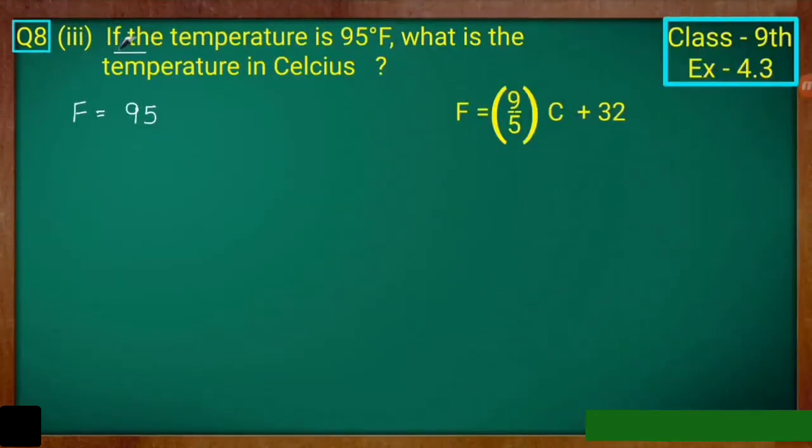Third part is: if the temperature is 95 degrees Fahrenheit, then what is the temperature in Celsius? Yes students, in this third part Fahrenheit is given to us, that is 95 degrees, and we have to find the value of Celsius. So at the place of F we will write 95 degrees.